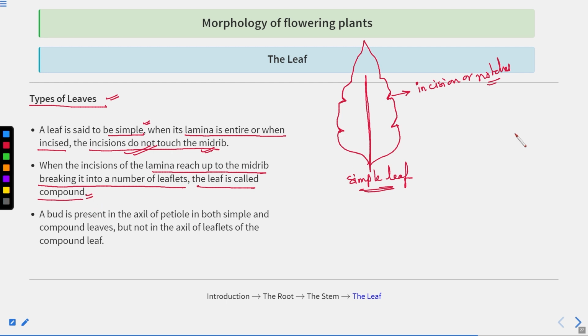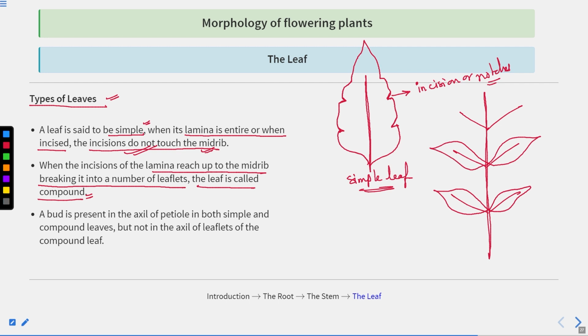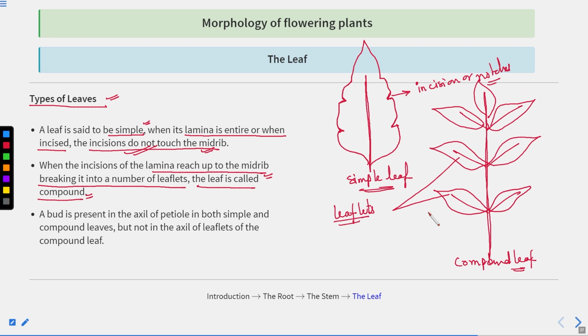Now, here we can see one of the leaves. The incision is made such that it forms small leaf-like structures. So this is called a compound leaf. When the incision of the lamina reaches up to the midrib, breaking it into a number of leaflets, these are the leaflets, and this whole is called one leaf, and these small ones are the leaflets.